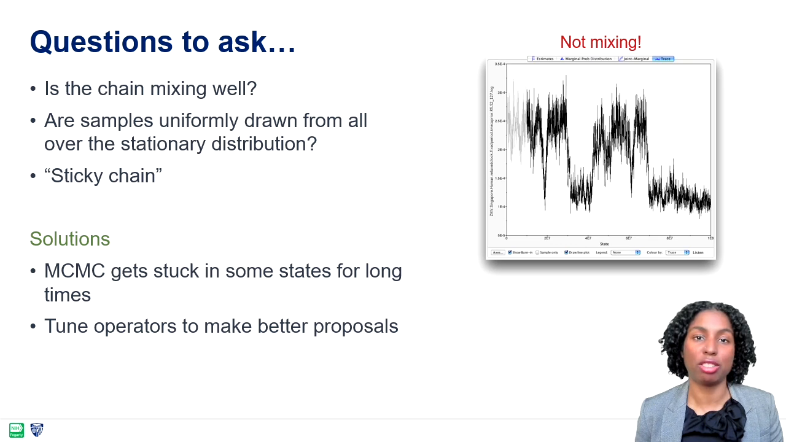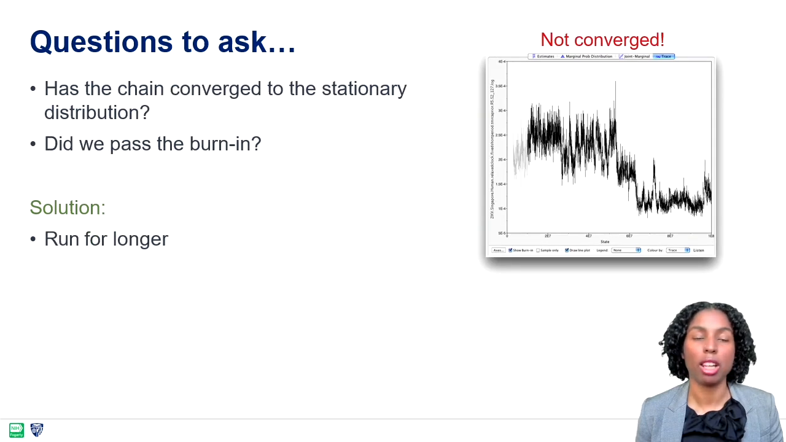Sometimes the chain does not mix well since the samples are not being drawn uniformly from all over the stationary distribution. This is what we call a sticky chain. The way to go about it is to identify the parameters where the chain gets stuck and tune the operators to make better proposals. If the chain looks like this, where we have parameters converging to two different values, we might question if we are still in the burn-in phase.